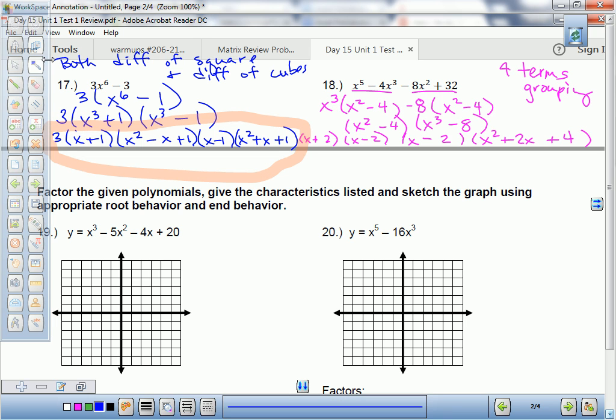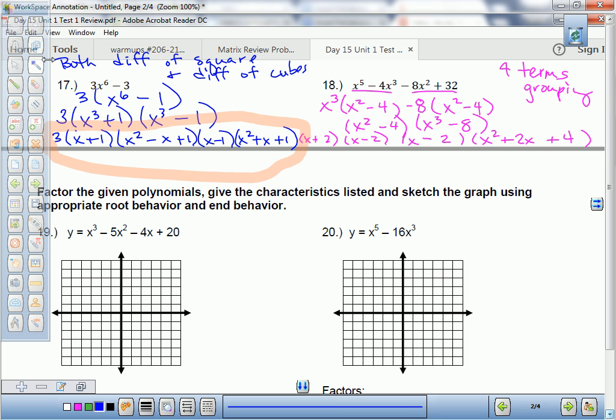Wait, can you just make that a positive and then change the signs of it? You can't make this a positive and go inside a radical. Okay. What do you do with that negative? It just stays right there.